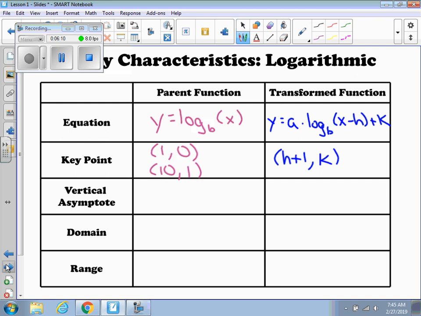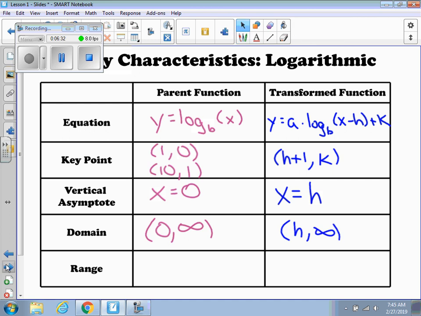So these guys have vertical asymptotes. The vertical asymptote is at x equals 0, which is the y-axis. For the transform function it's at x equals h. Our domain is restricted by our vertical asymptote. So your domain is going to go from 0 to infinity for your parent, and from h to infinity for your transformed. And this time the range is unrestricted, so negative infinity to positive infinity for both your parent and your transformed function.